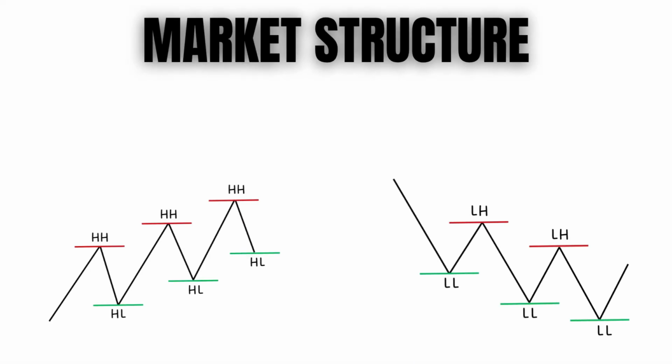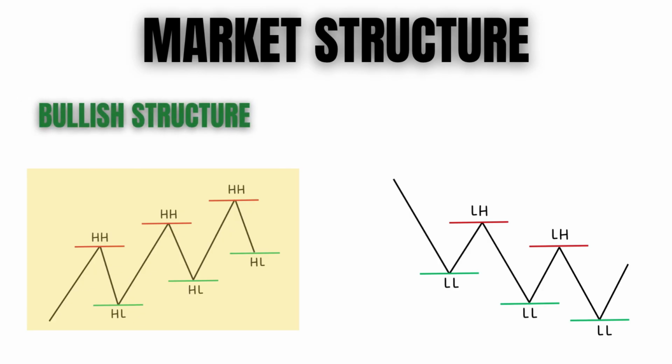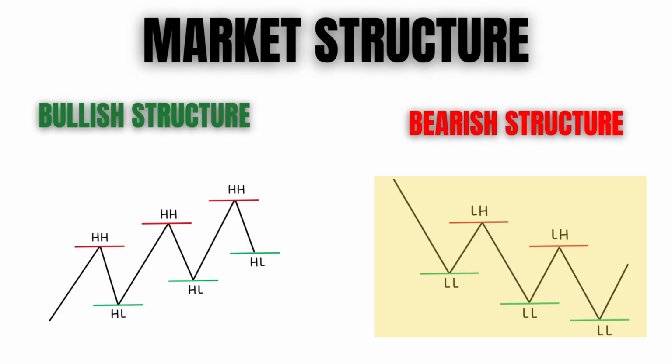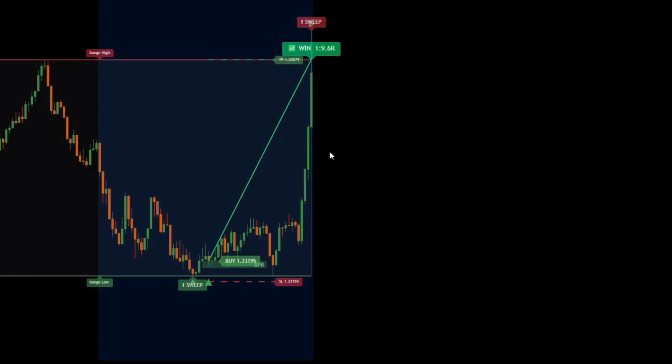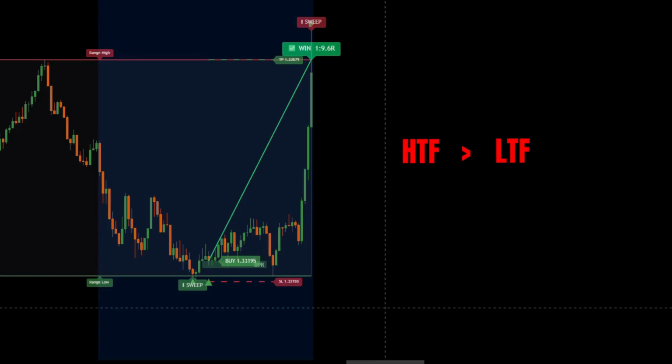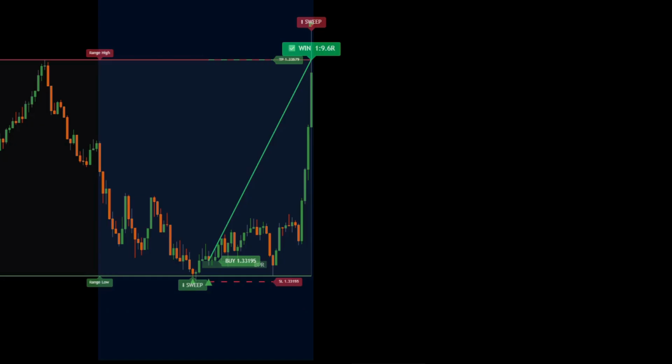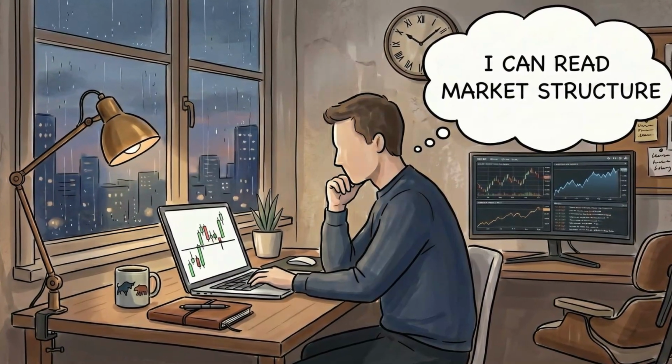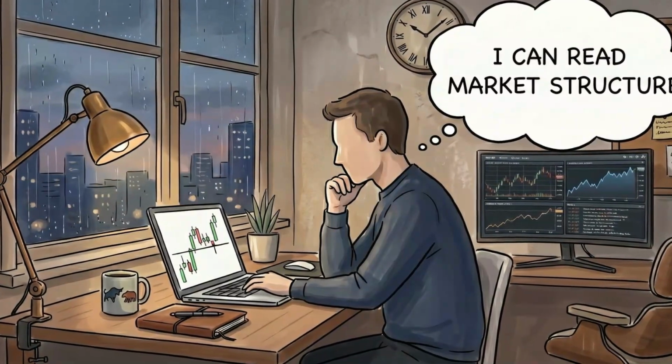So let's recap. Market structure is the sequence of swing highs and lows that price creates as it moves. Higher highs and higher lows equals bullish structure. You look for buys. Lower highs and lower lows equals bearish structure. You look for sells. Structure can break and shift. When it does, your bias shifts with it. And higher time frame structure always takes priority over lower time frame noise. That is the foundation. Everything in this series, every entry model, every concept we cover, assumes you can read market structure first. Make sure this one clicks before you move on.